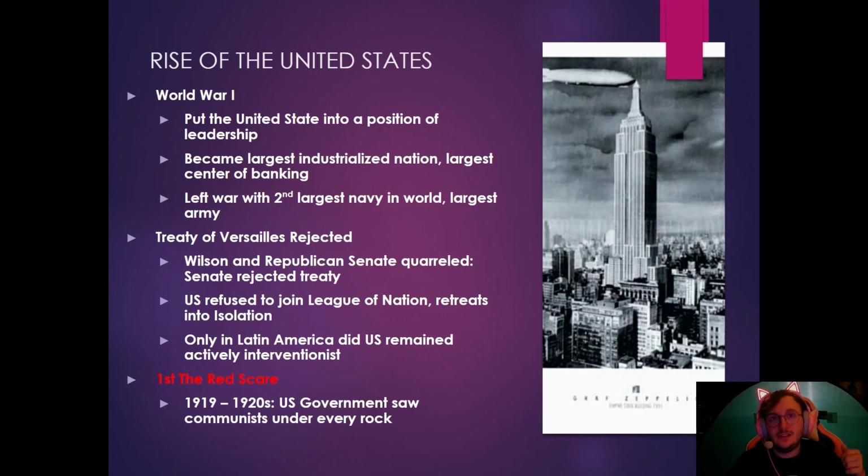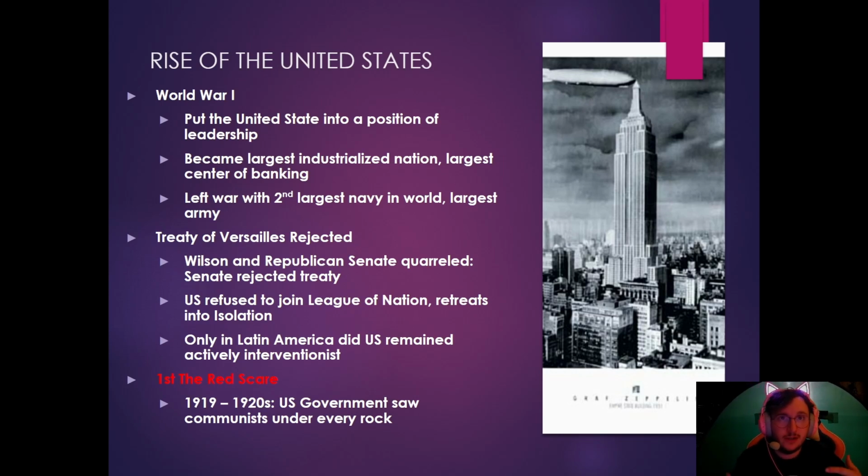Right? Now, this also leads to the first Red Scare due to the communists in Russia, right? And the communist revolutions and the U.S. backing of the czarists, right? So the United States government started to see communists everywhere. Like, are you a commie? Are you a communist? Communist, communist, communist, right?